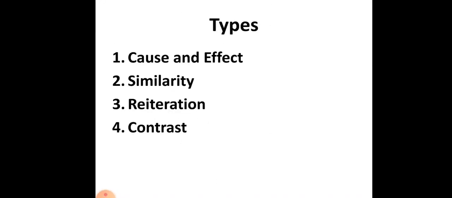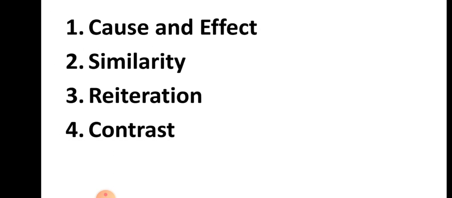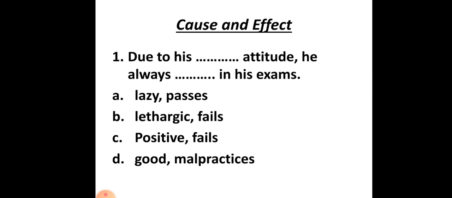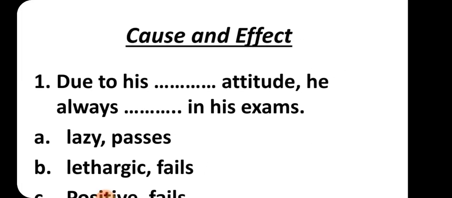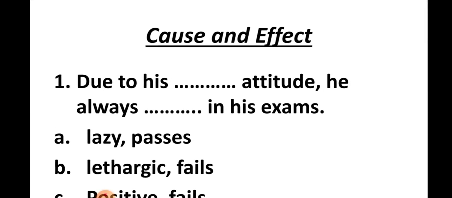As far as double fillers are concerned, the types can be broadly divided into four categories. The first one is cause and effect, the second one is similarity, the third one is reiteration, and the fourth one is contrast. So let's discuss all these four types one by one. The first category is cause and effect. Now let's look at the example. Once you read the example, you will understand what is meant by cause and effect.